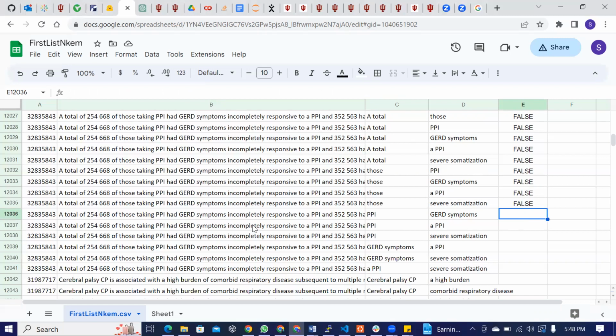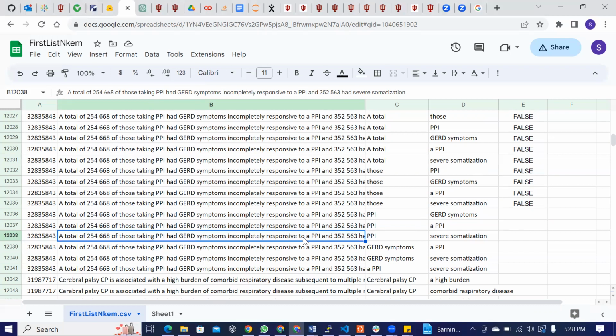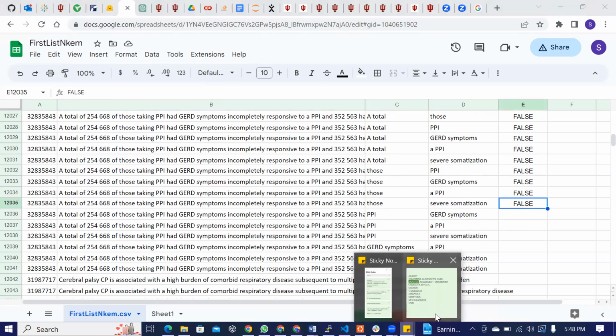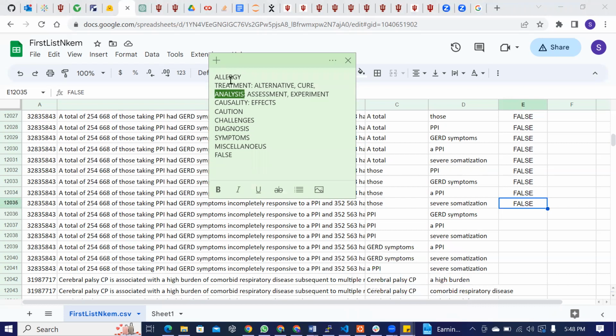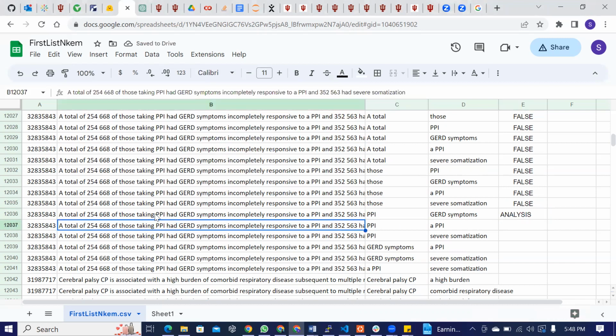So now always please read the sentence first. So the total taking PPI had GRD symptoms incompletely responsive to a PPI and had severe somatization. So PPI and GRD symptoms have a relationship. Now, it's not symptoms. Basically, if you look at this, it's still an analysis. Check analysis. Why is it an analysis? It's an assessment. Basically, this sentence is more or less like an assessment question.